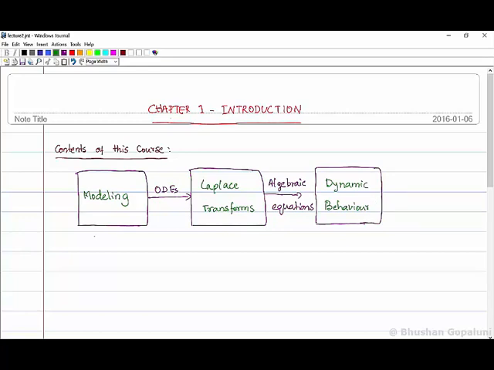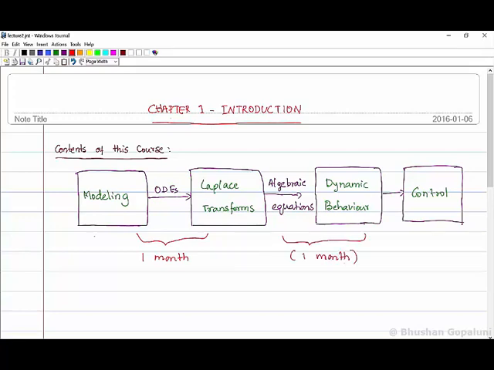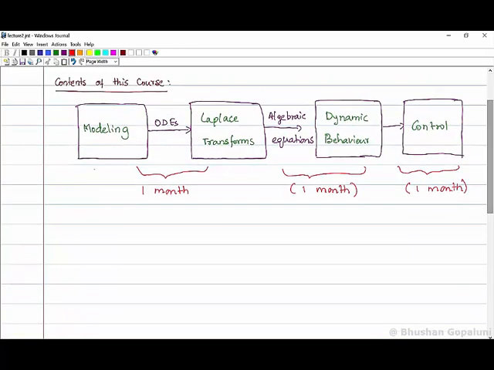And then towards the end of this course, we will spend about a month on designing control algorithms. In a sense, we're going to divide this course into 4 different components. In the first component, we're going to focus on modeling, followed by Laplace transforms, that's a bit mathematical, followed by an understanding of dynamic behavior of processes. And then towards the end of this course, we'll focus on controller design.